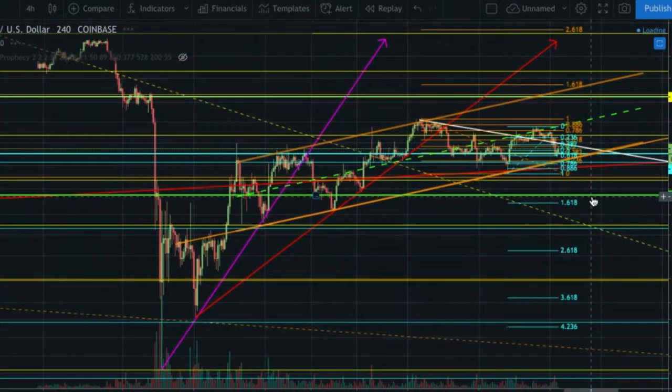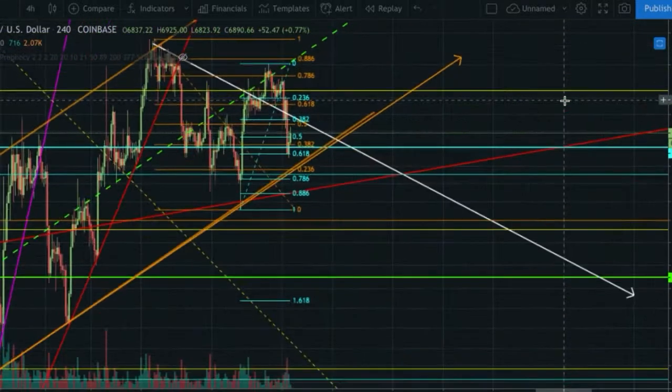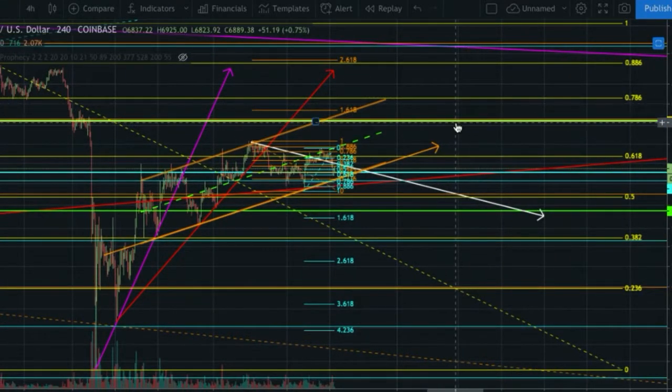I'm still not convinced that we don't get that push back up here and finally fulfill this fib. There's a lot of confluence at this level right here. You see how many lines are stacked up in that one spot at like 7,900. So we made it this far. We bounced all the way back from 38.50 to 70. I think the highest we got right here was 7,500. So you don't think we could get that extra little $400? You don't think we could get up to 7,900? I think we can.